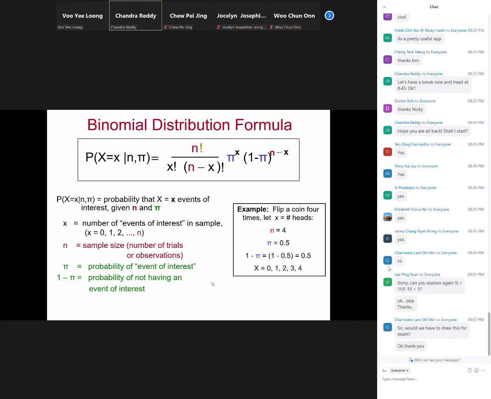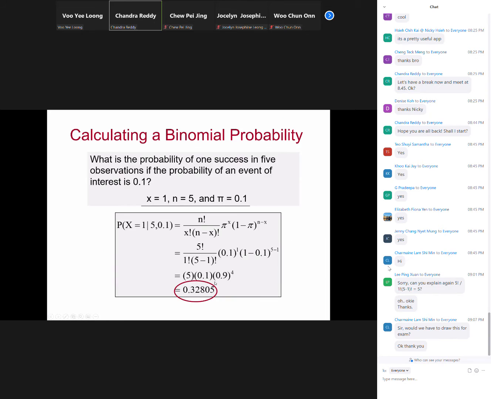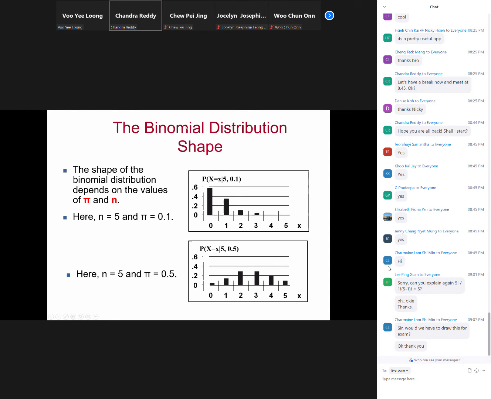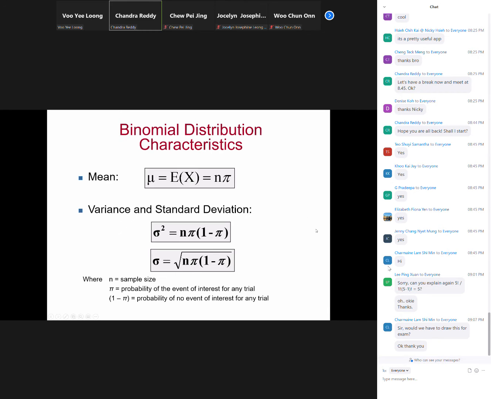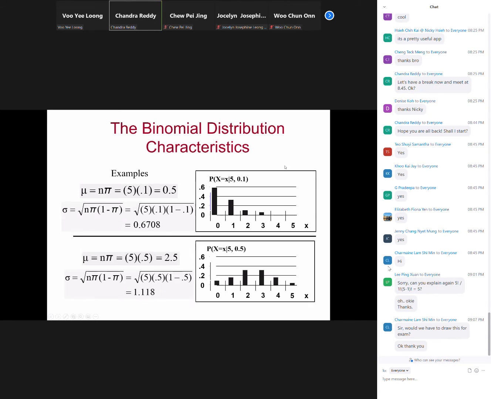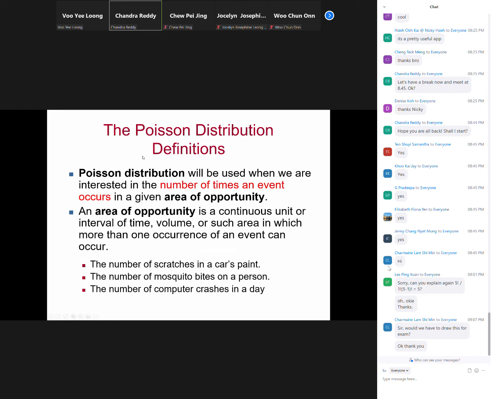Then we have seen how to calculate given the required values, and that the shape of the binomial distribution depends on the probability and the sample size. For the binomial distribution, we can also define how to calculate the mean and standard deviation. All right. Then we move on to the next discrete distribution, which is the Poisson distribution.